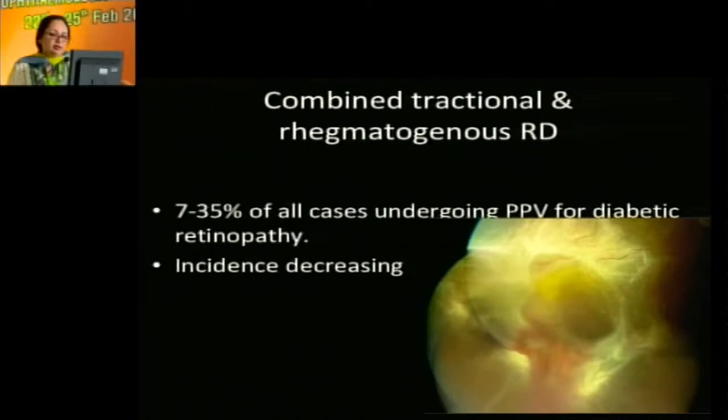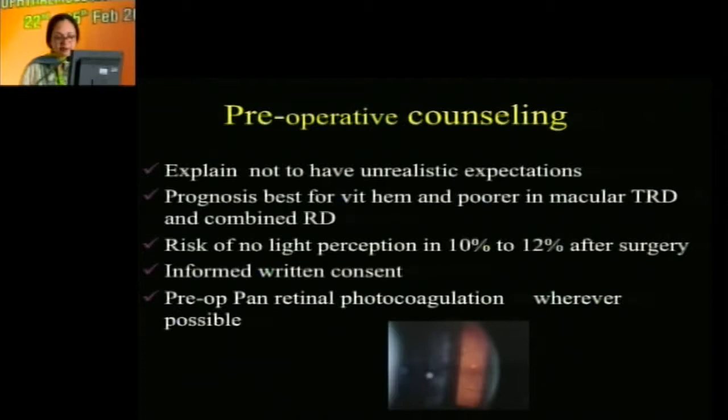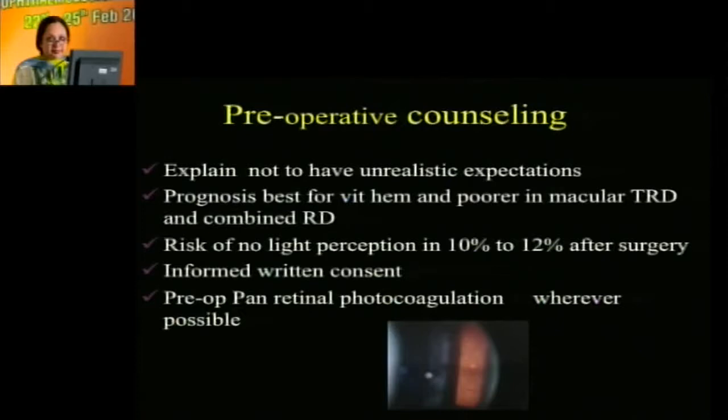Now, before we actually move on to the surgery, the pre-op counseling is extremely important. Firstly, it's very important to explain to the patient not to have unrealistic expectations, because prognosis as far as vitrectomy is concerned is best for vitreous hemorrhage followed by TRD and worse for the combined form of detachment. There is a risk of no light perception in 10 to 12% of the patients after surgery. So you need to have a very good informed written consent.